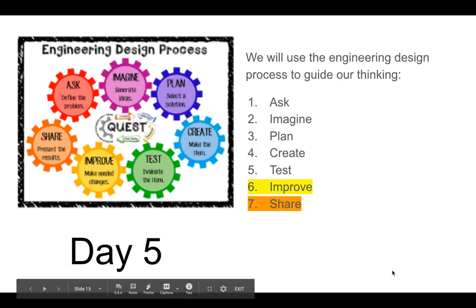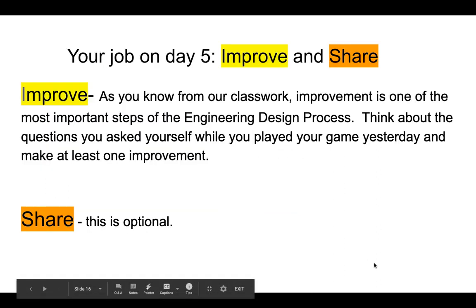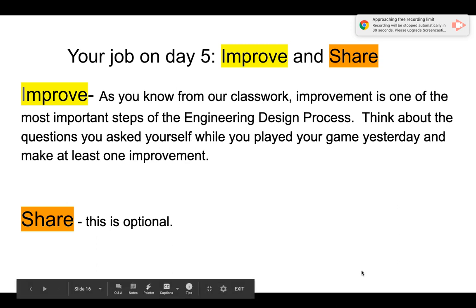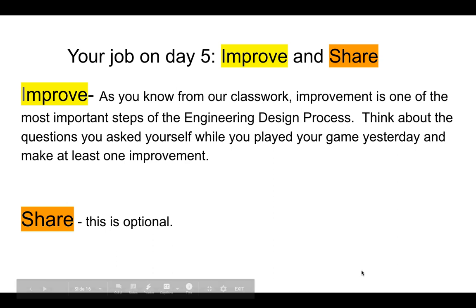And on day 5, we're going to improve and we're going to share. These are our last steps. So you know from all of the work that we've done in class on design challenges that improvement is the most important step of the engineering design process. Really think about how your test went when you played the game. Is there anything that you could make better? Try to think of one improvement that you could make. And then sharing. If you go to the link, you can share a photo of your game if you'd like. That's entirely up to you.